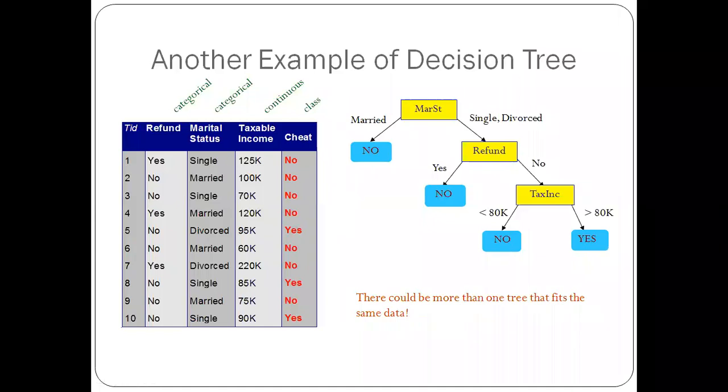It is not necessary that you choose only refund as the first splitting attribute. You can even choose marital status first or taxable income first. Here we have considered marital status first, then refund, and then taxable income. So this is one more kind of decision tree that we have built for this training record.